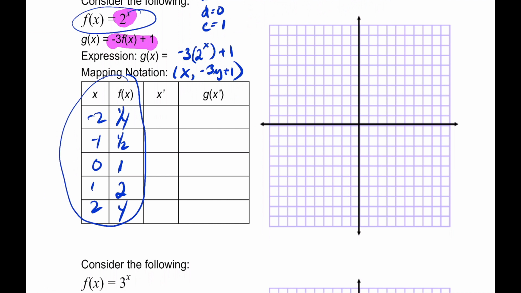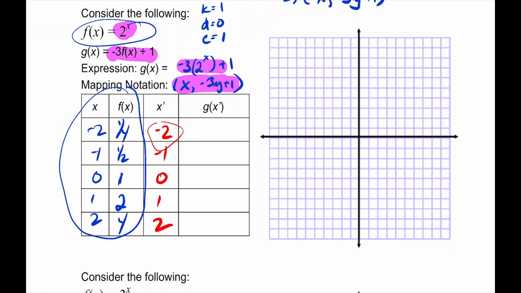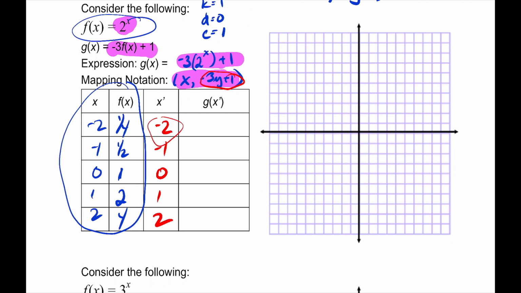And how am I transforming them? Well, I'm using the mapping notation that we have provided here. So our x's don't change, so I'm really just copying it down. But we need to calculate g of x. One thing I get asked is, could I take -2 and plug that into my expression over here? And would I get the same answer? Yes. But recognizing that this is a little bit more work as opposed to just using this part over here, -3y plus 1, I'll do that part.